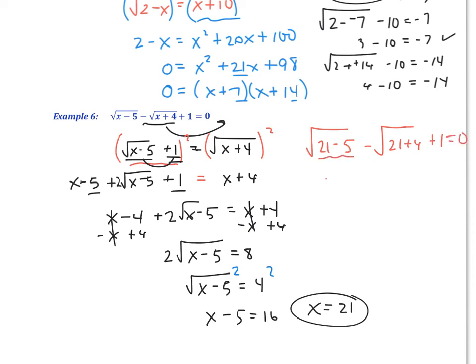This is 16, so I got the square root of 16. This is 25. And plus 1 equals 0, so 4 minus 5 plus 1 equals 0, and it works out, so check. So this solution does work, okay? But again, always get in that habit of checking your solutions.